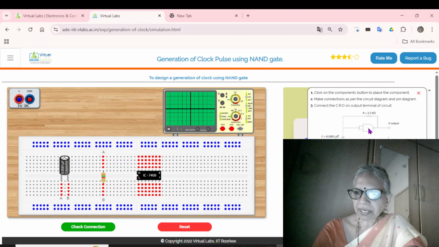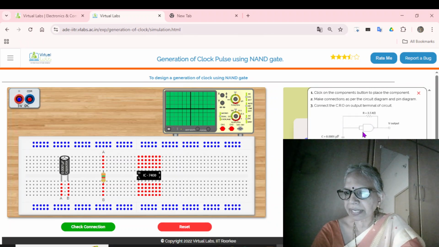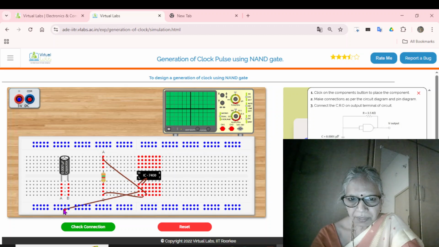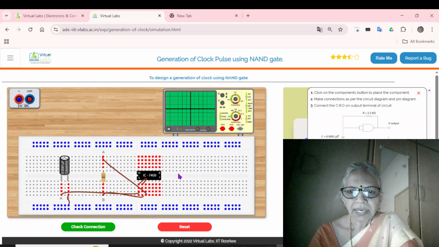So once again, if you can recall the circuit, a feedback resistor is connected between the input and the output. This is a NAND gate, so the output is this point and your input is this point. And also you have to connect both the inputs together to behave like an inverter. One end to the capacitor, other end to the ground. And once again pin number 7 to the ground.